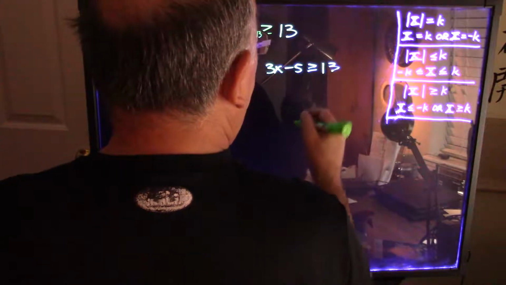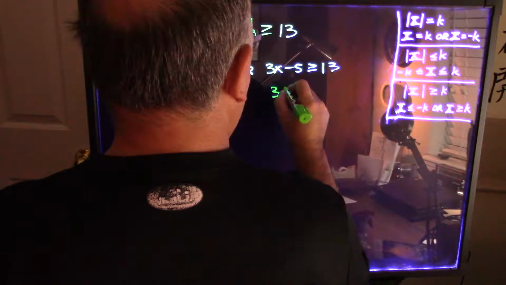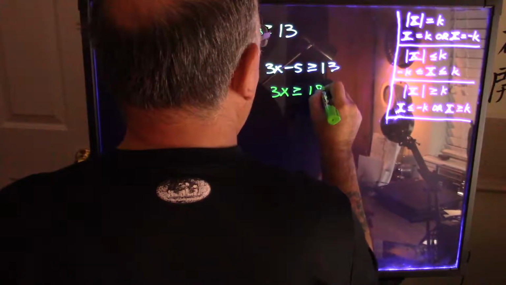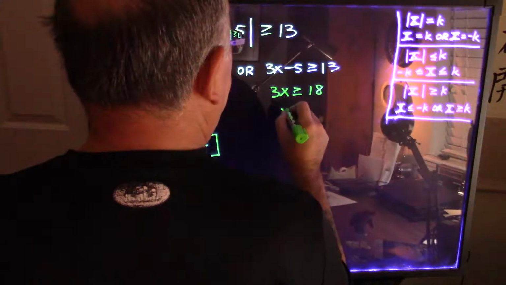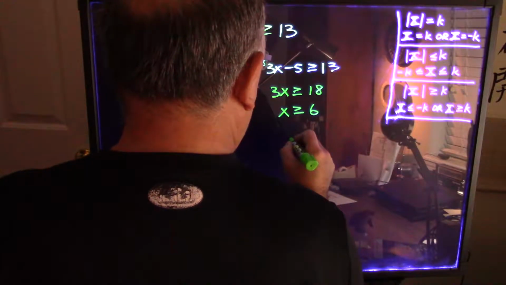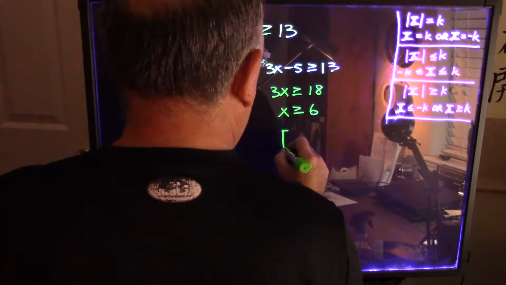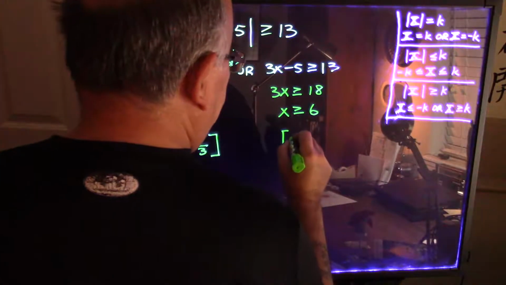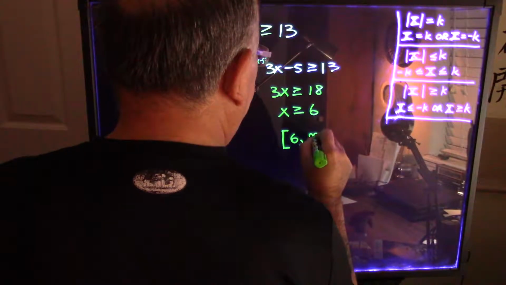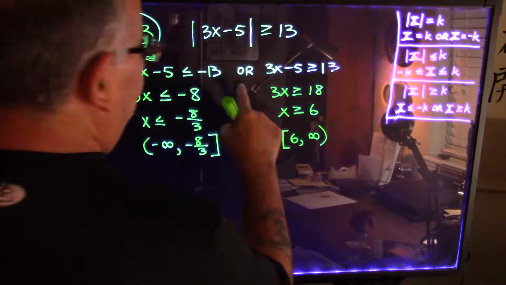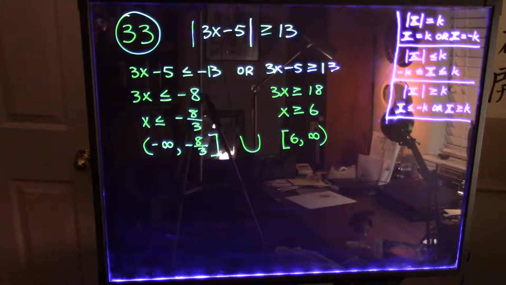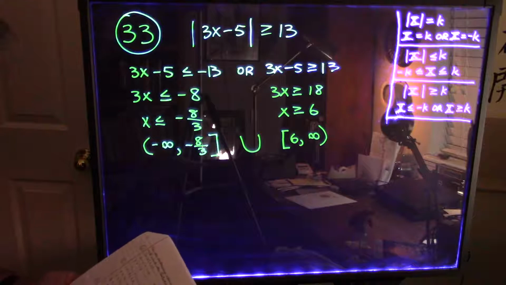And then here you can add 5 to both sides, you get 3x is greater than or equal to 18. Divide both sides by 3, x is greater than or equal to 6. So you've got the interval including 6 to positive infinity. And or means take the union of those two answers, and there's your final solution.